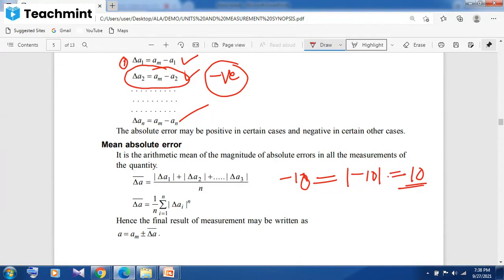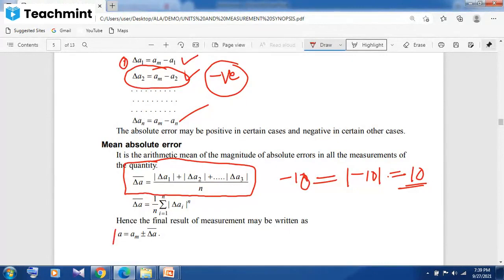So write down this, mean absolute error is given by this formula. Delta A mean, or bar, is equal to the sum of the magnitudes of individual errors in all the trials. Are all understanding this? Yes, sir. So the last equation, this one here.